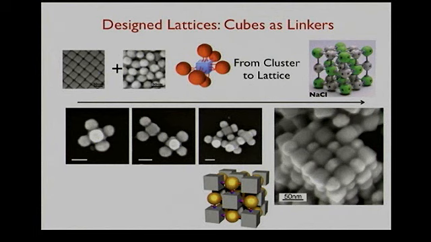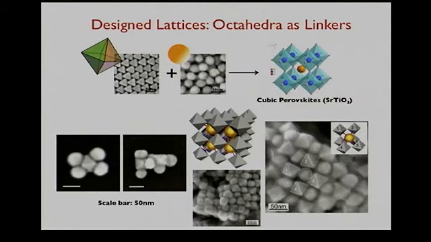Even more complicated structures can be promoted if we use other geometrical objects. For example, we're using, in this case, octahedra. And using octahedra, one can imagine that it's possible to induce a cubic structure, which is known as perovskites.